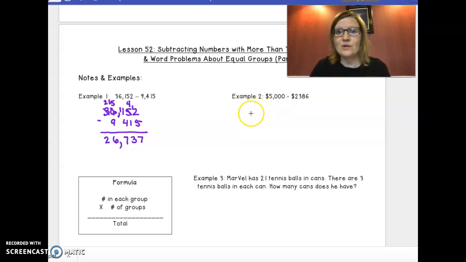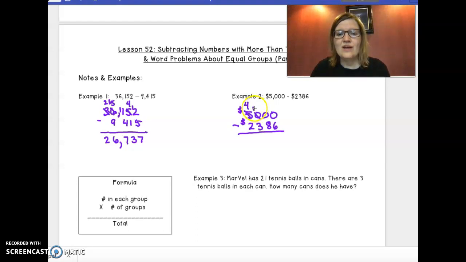$2,386. I know I'm going to get a workout for regrouping on this one. So $5,000 minus $2,386. I'm going to put my little dollar signs. And there we go. Are you ready? We're going to have a lot of moving. So I take my 4. I move my 1,000 over. Gives me 10.